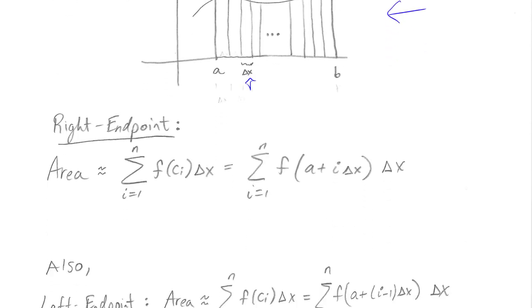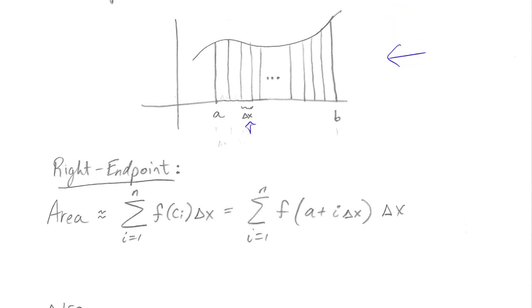All right, so the area using the right endpoint would be the sum i equals 1 to n, the n rectangles, where now we're going to do a height times a base, just like before. The base is still just this delta x. The height depends on the point we're using. So this is just general right now. We're saying c_i. We haven't applied the right endpoint. But look at what a right endpoint is.